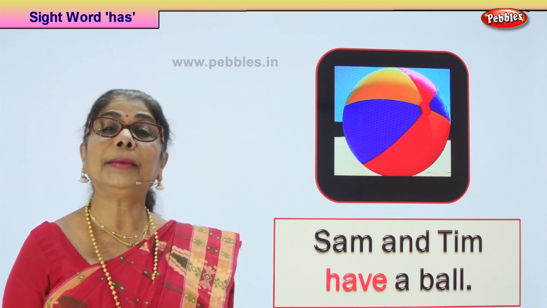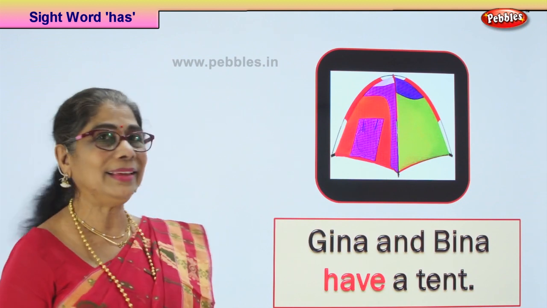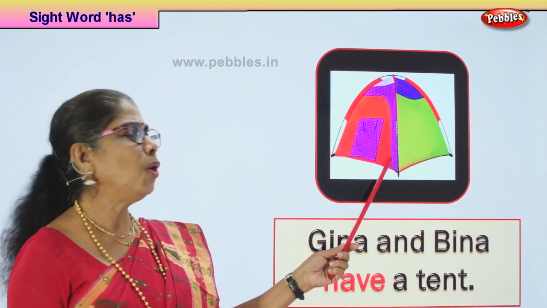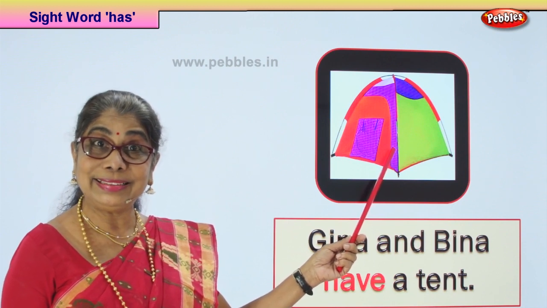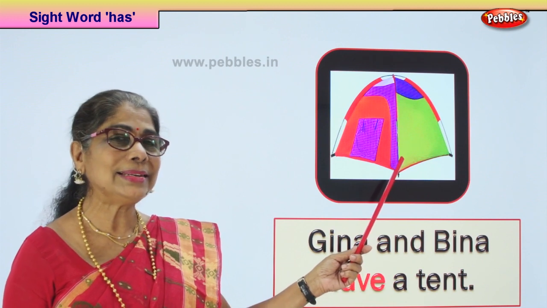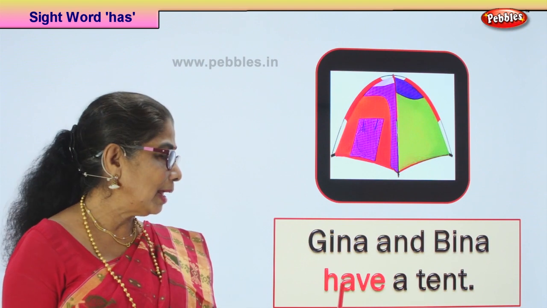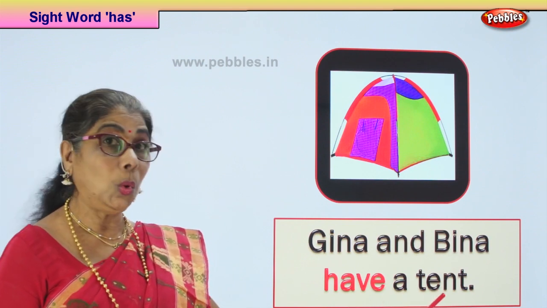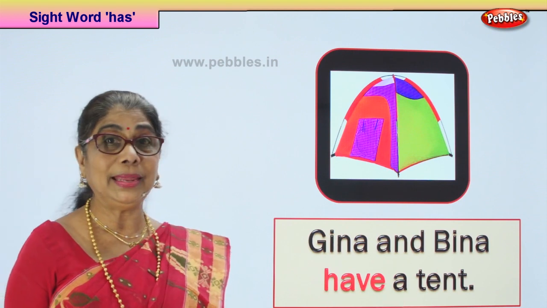Let us look at another picture. Yes, here. What do you see here? It's a small little house, a tent house. Would you like to have a tent like this and play with your friend? Let's see whose tent this is. Gina and Bina have a tent. Oh, the tent belongs to Gina and Bina.